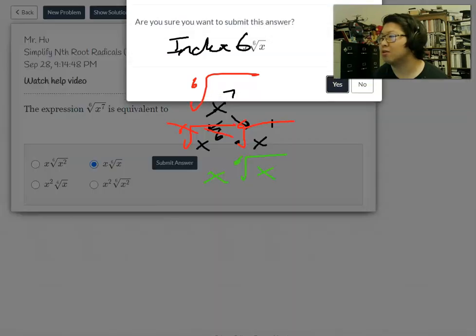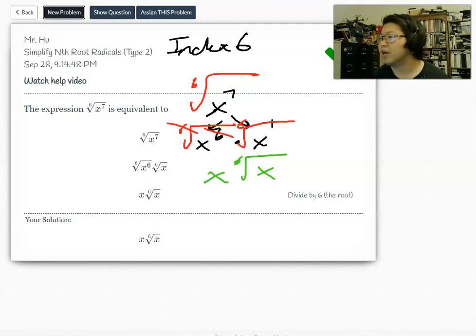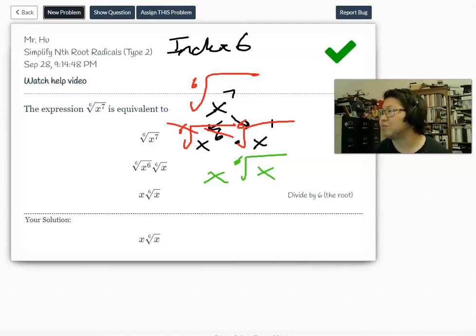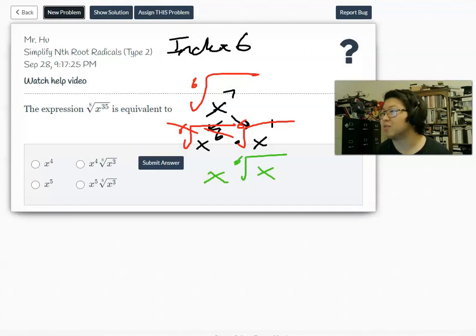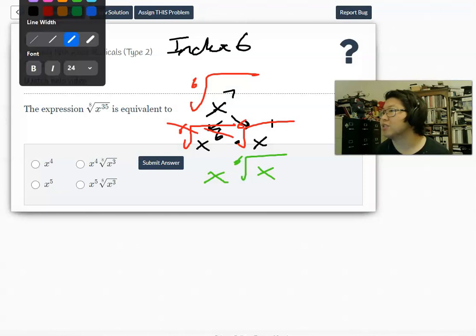Let me go ahead and put this through. And ta-da, I'm covering it a little bit, sorry. But ta-da, there's the answer there. Divide by 6, the root. And they even have the work here to show you their steps. So if you ever get stuck on these guys, you can always give it a shot. Let me try another one of these, because they're going to be a little difficult. So wipe my board.